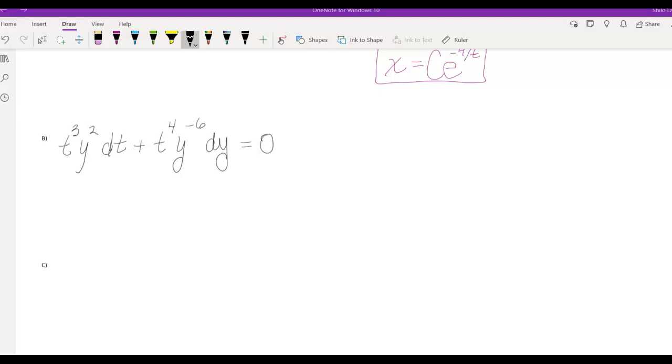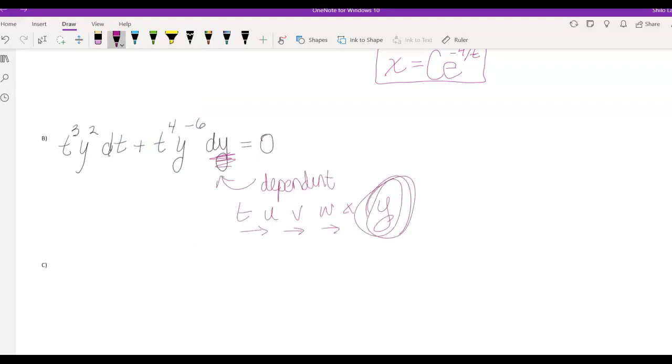Because it is written in this fashion, it's not obvious necessarily which variable is the dependent and which is the independent. So one rule of thumb you can always use if you're not told otherwise: the letter that is farther along in the alphabet, go ahead and use that as your dependent variable. The reason is because y is farther along in the alphabet than t is. So I would just let y be the dependent variable and t be the independent variable.